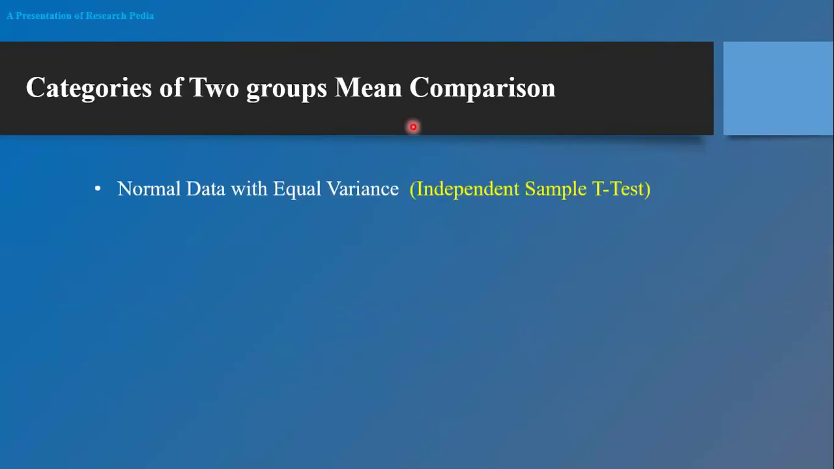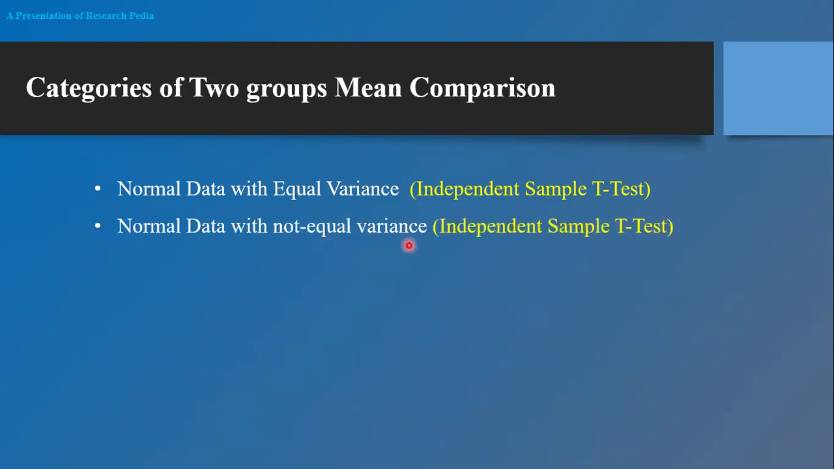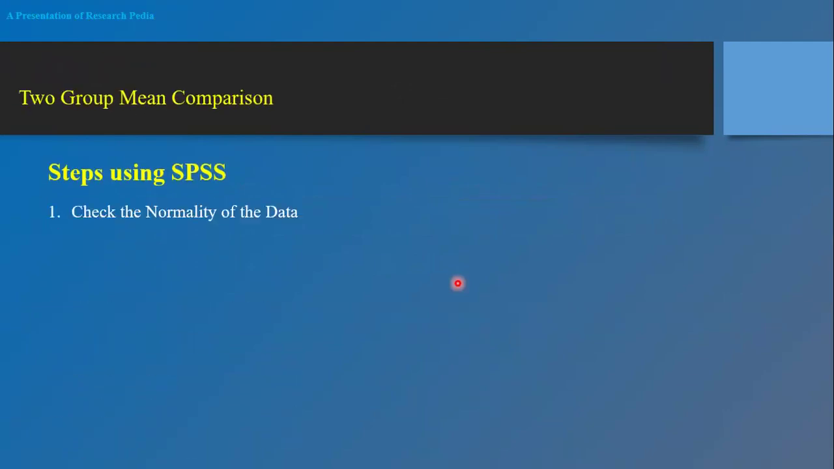So what are the categories of two group mean comparison? Today we are going to discuss the normal data with equal variance. This is the first case that you need to understand when you have normal data. So we are going to use independent sample t-test when we have normal data with equal variance. The other cases are normal data with unequal variance and not normal data, when we are going to use the Mann-Whitney test.